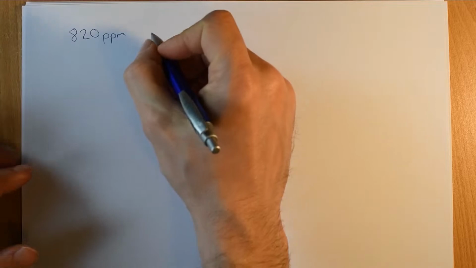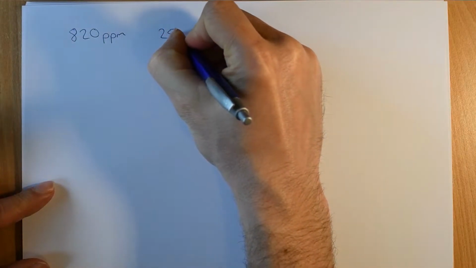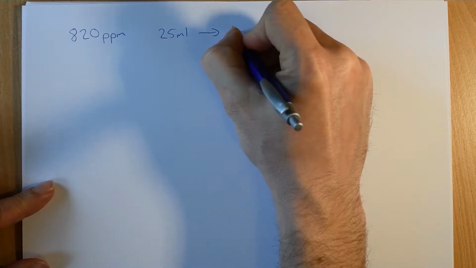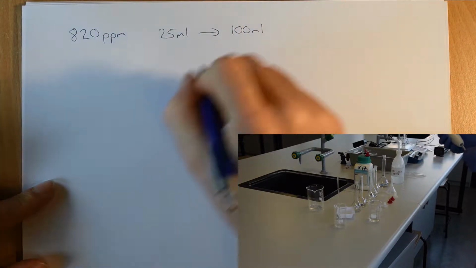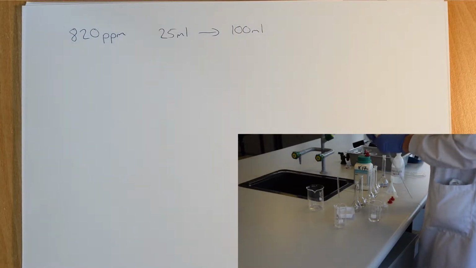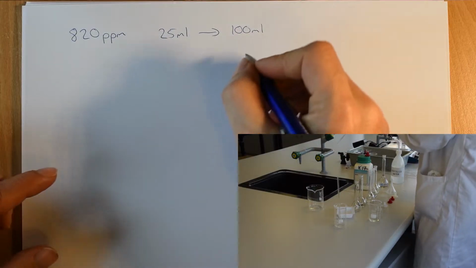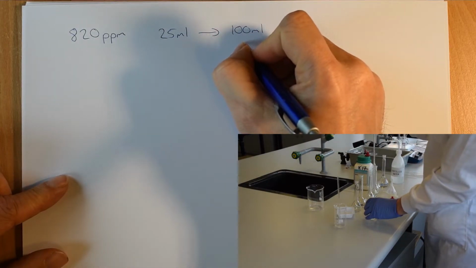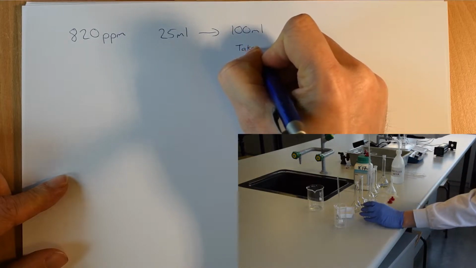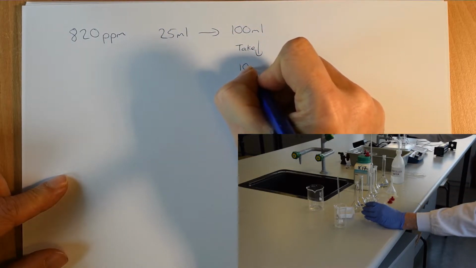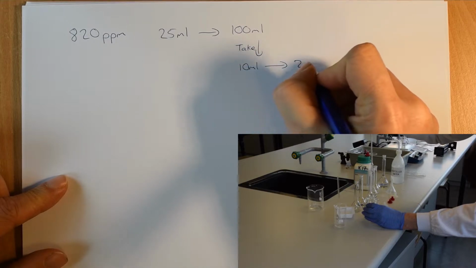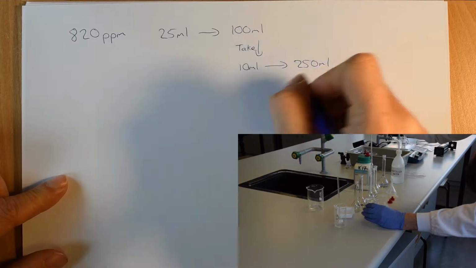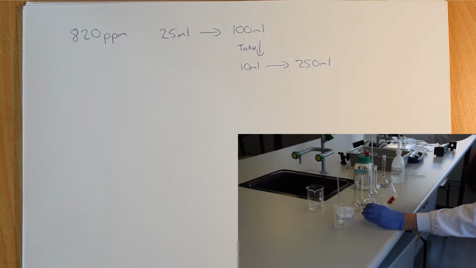So in this case, I take my 820 ppm solution and I take 25 milliliters, and then I make up a new solution from that, making it up to 100 milliliters. Then from that solution I take another 10 milliliters, and this time I make it up to 250 milliliters. The question is, what is the concentration of my final solution here?